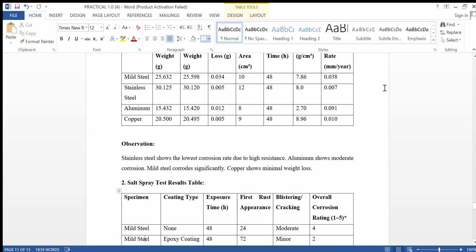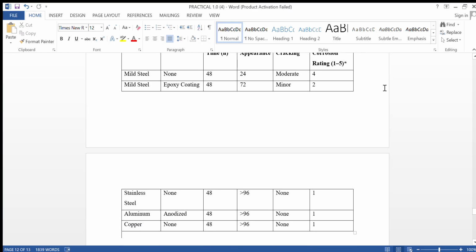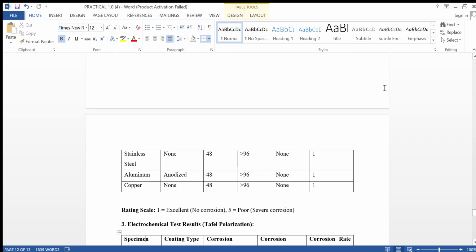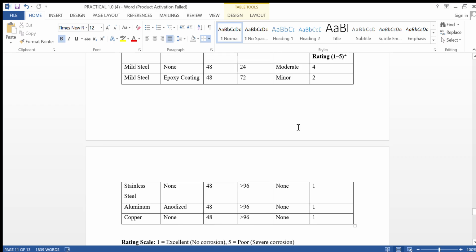Salt spray test analysis. Here is its table, where we have mild steel, stainless steel, aluminium and copper. Rating scale: 1 equals excellent, no corrosion, and 5 is poor or severe corrosion. Here we can see that 4 means it is closer to the poor one.